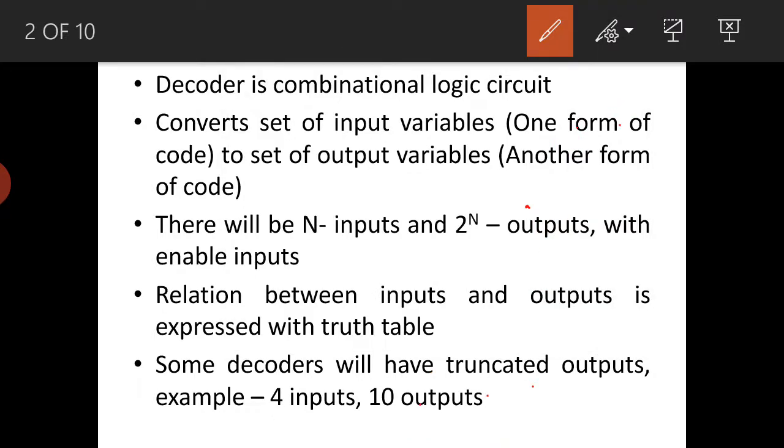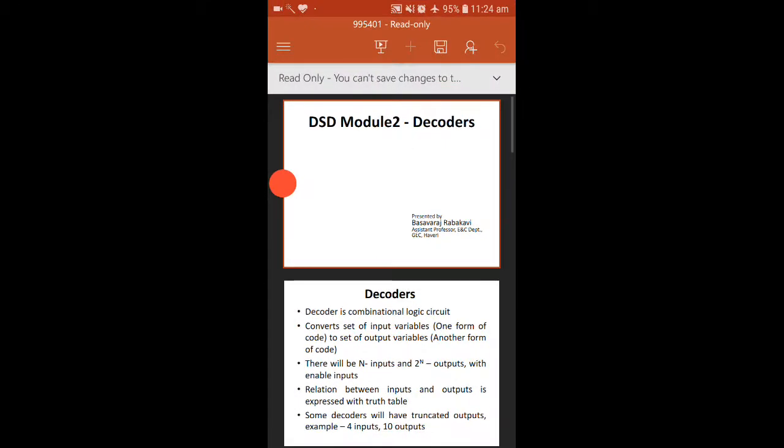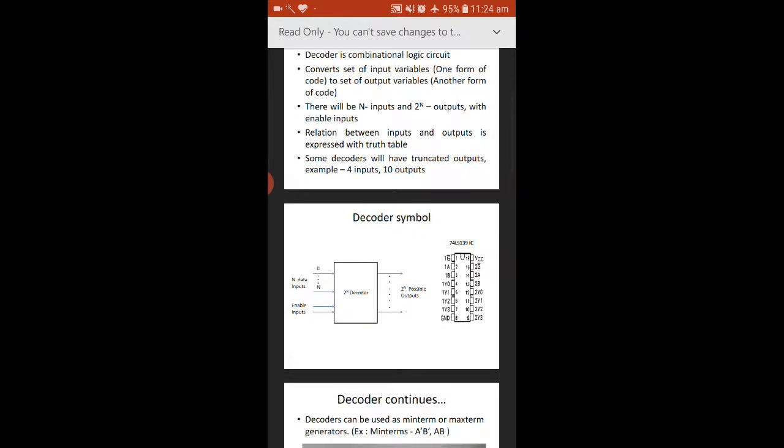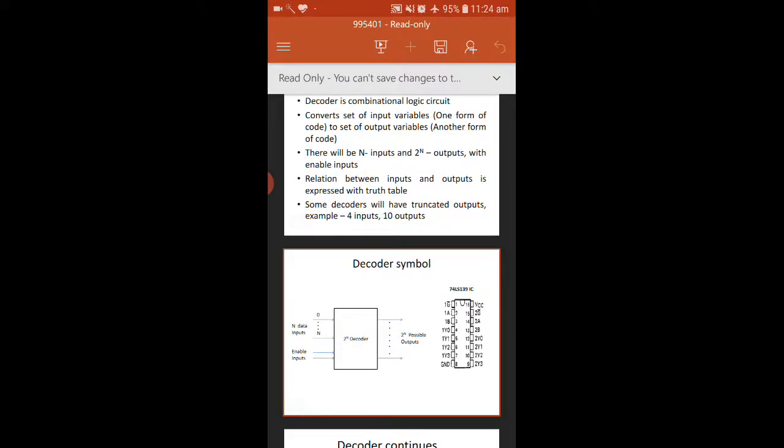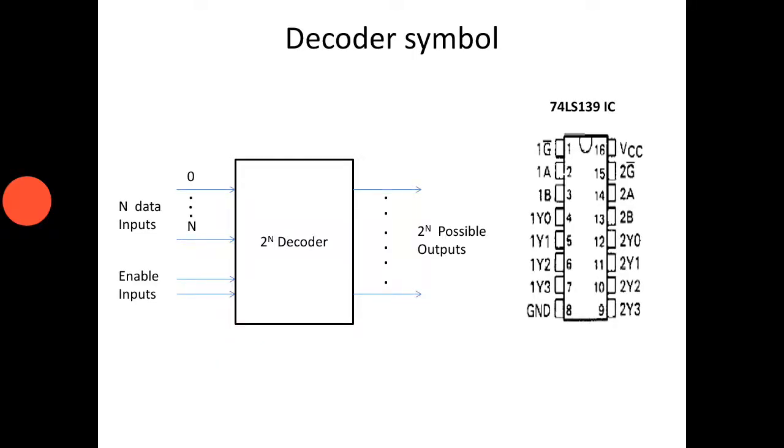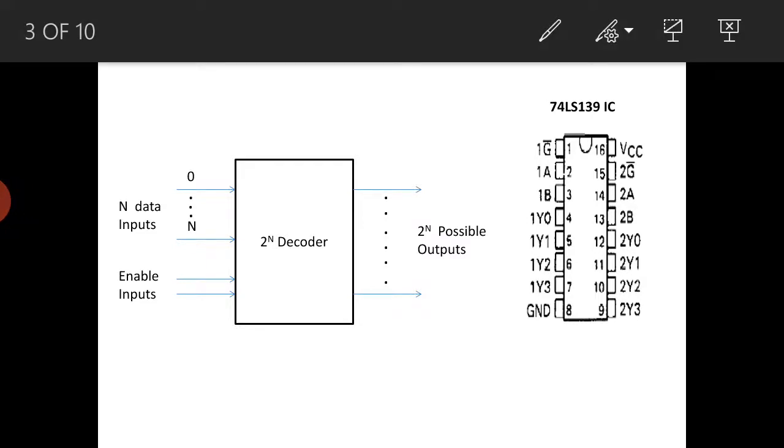We have seen what a decoder is. Once we know the decoder, the next one is the symbol. Next we need to see how it looks. So what is a decoder symbol? The decoder symbol, as we are seeing here, we can give with block diagrams.